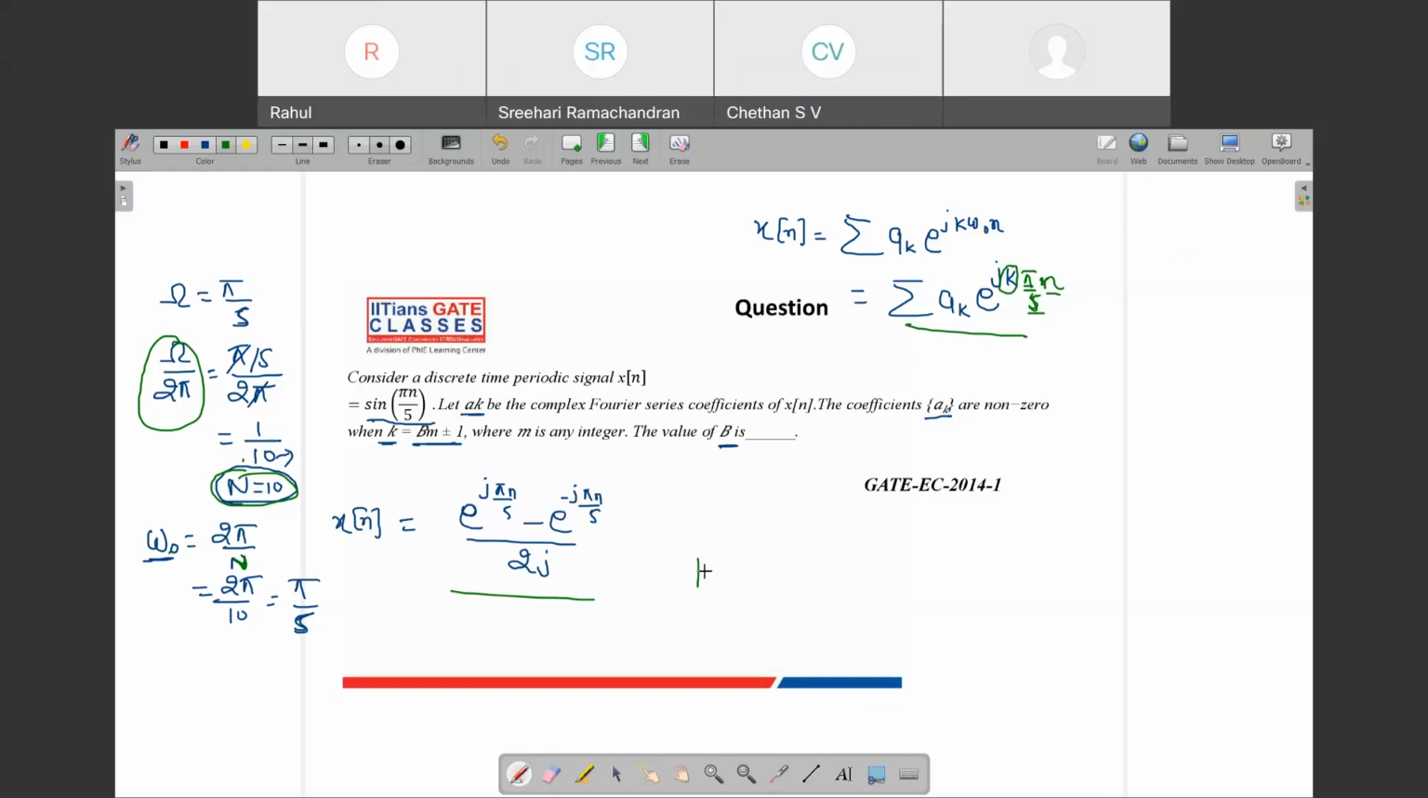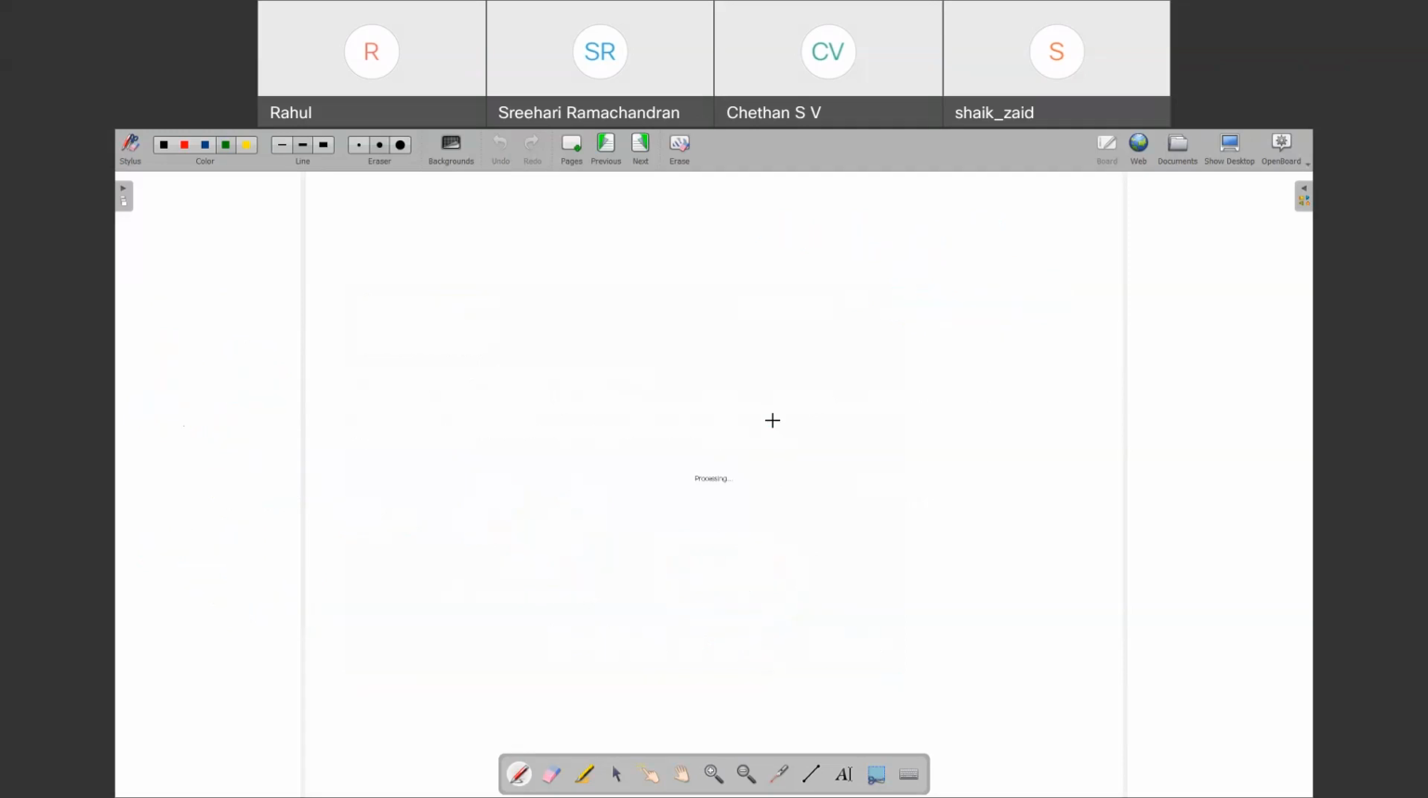So it means that for k equal to 1 and k equal to minus 1, you will get a of k equal to a non-zero value. So you can write k is equal to bm plus minus 1, and this is equal to plus 1 and minus 1, which means that b is equal to 0. Okay, anyone has any doubt in this? Okay, let me go to the next slide then.